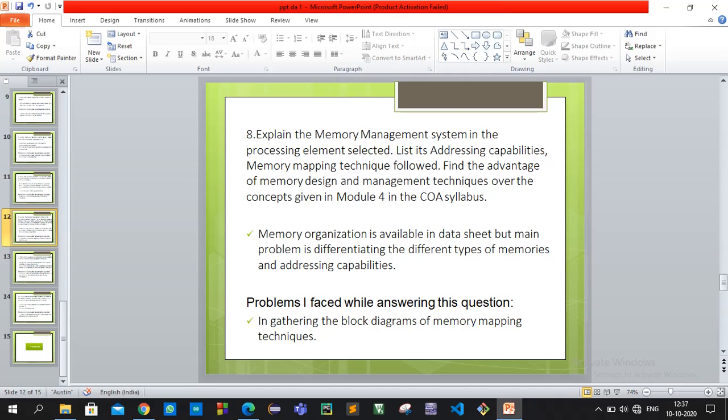The main problem I faced while answering this question was gathering the block diagrams of memory mapping techniques, because there is not much information about memory mapping techniques in my datasheet as well as on online sites. So it took a bit of time to gather the block diagrams.